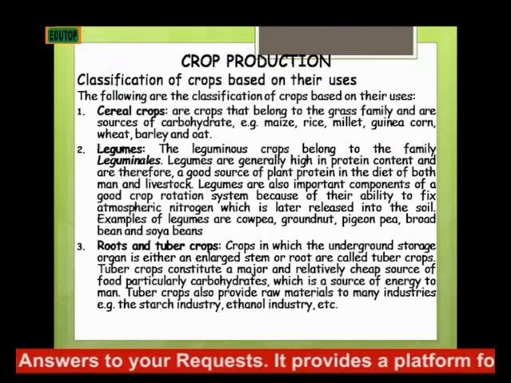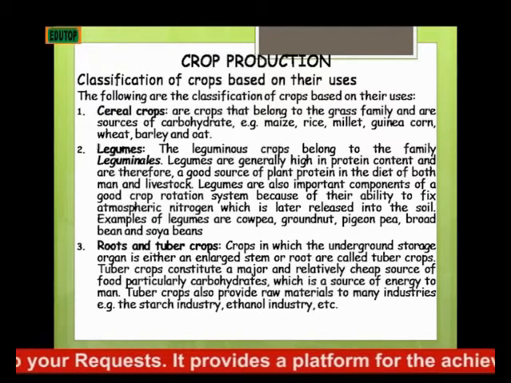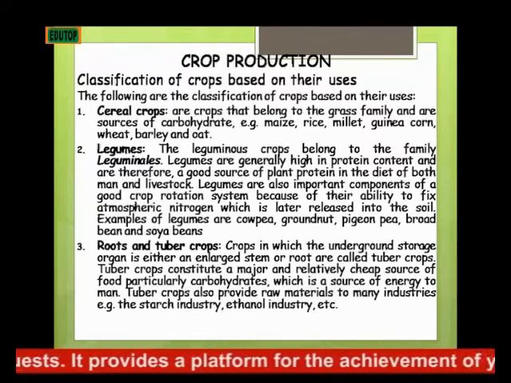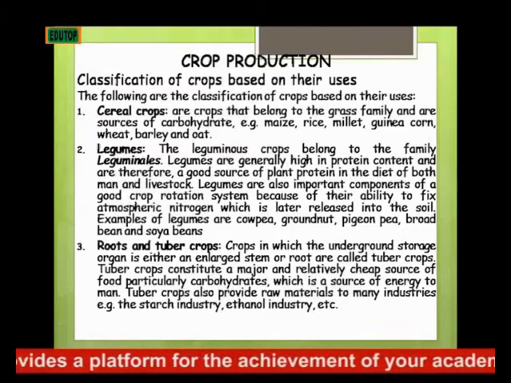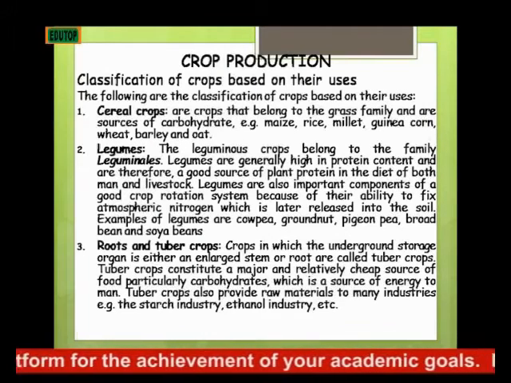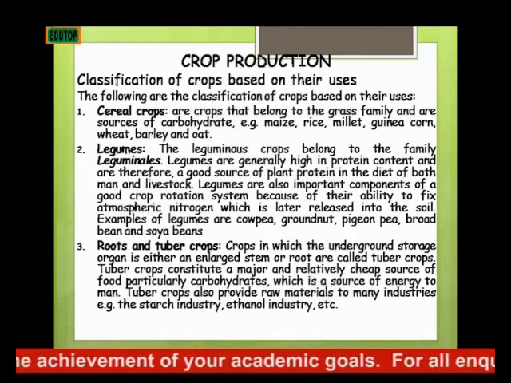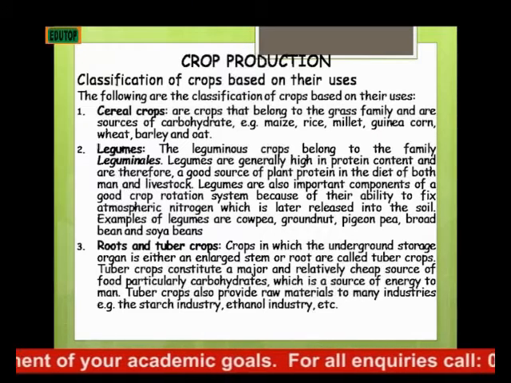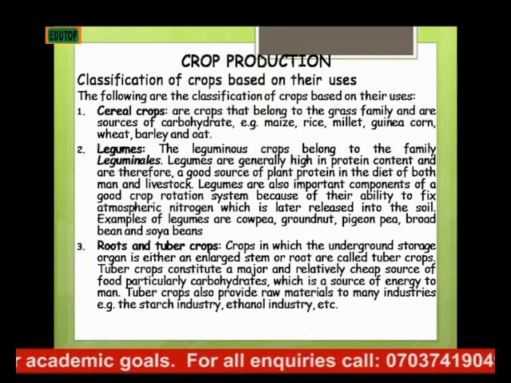We have the cereal crops. These are crops that belong to the grass family and are sources of carbohydrates, e.g. maize, rice, millet, guinea corn, wheat, barley, oats, and so on. Then we also have the legumes.